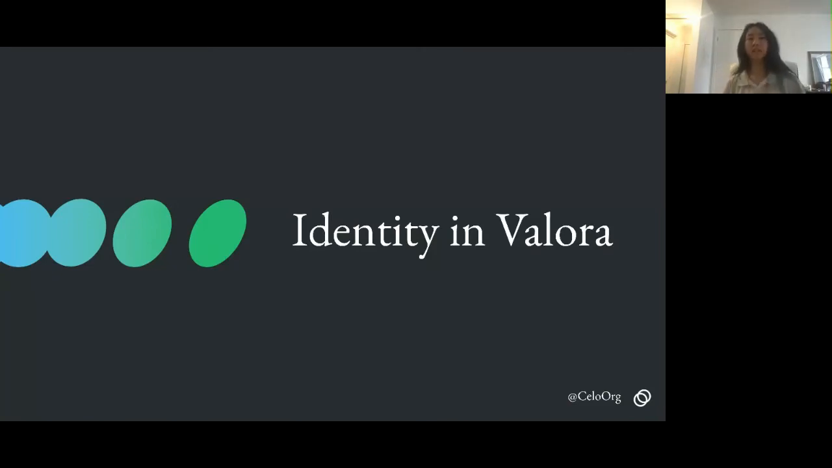So, looking at identity in Valora. Valora is a non-custodial app, which means that users have control of their accounts, their account keys, as well as recovering their account. A lot of people in crypto like to say that if you don't hold the keys to your coins, then are the coins really yours? So when you think about financial inclusion, we really want to empower people to have control over their own finances. That's been really important to us. Let's take a look at how exactly we do that.